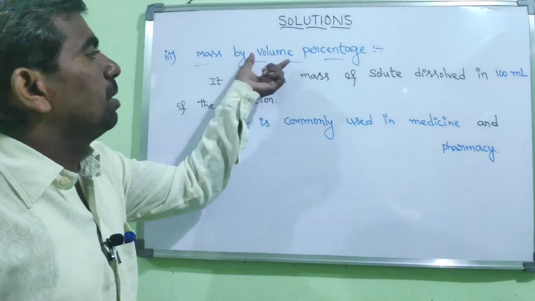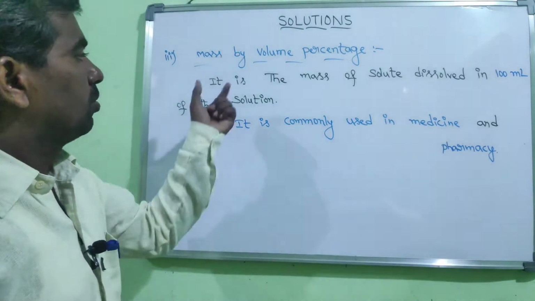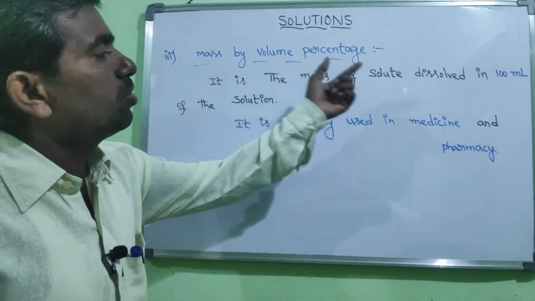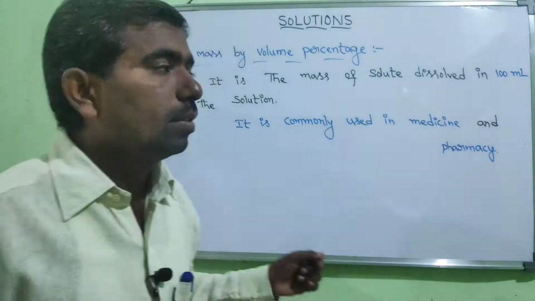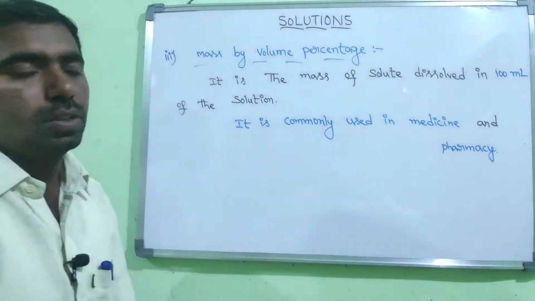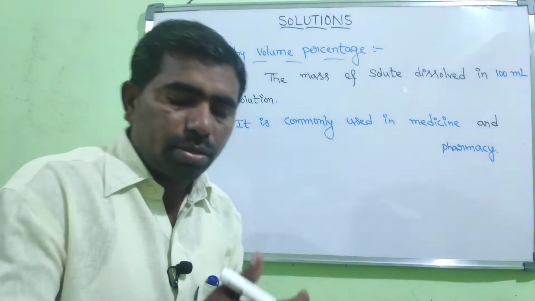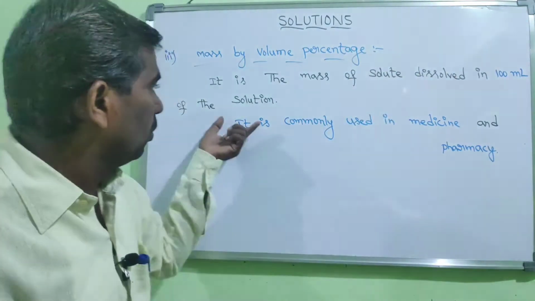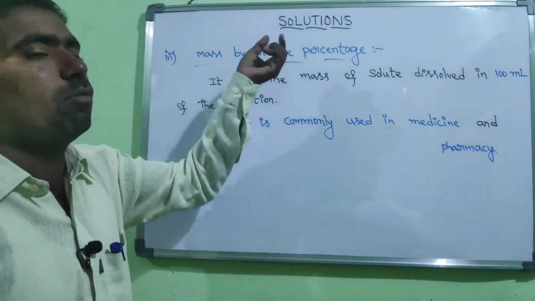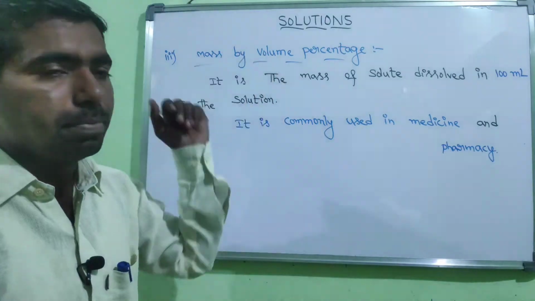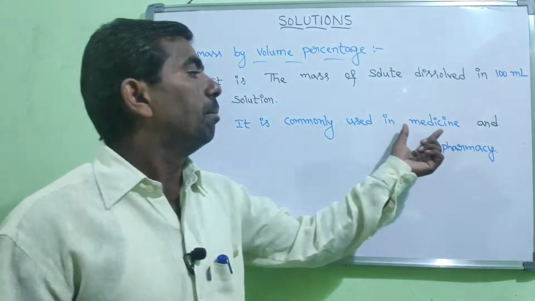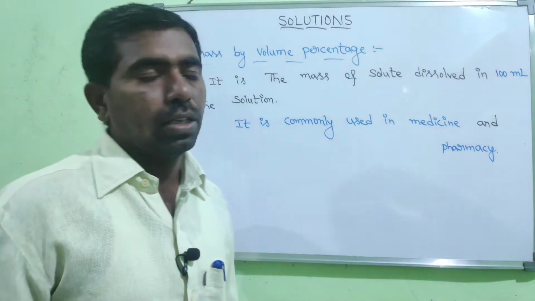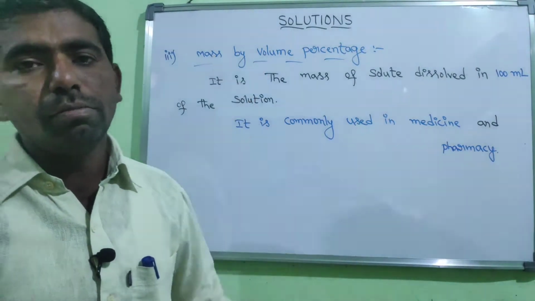Next one, mass by volume percentage. It is defined as the mass of the solute dissolved in 100 ml of the solution. So that means how much mass of solute is dissolved in 100 ml of the solution is known as mass by volume percentage. This method is generally used in medicine and pharmacy. So that is about mass by volume percentage.